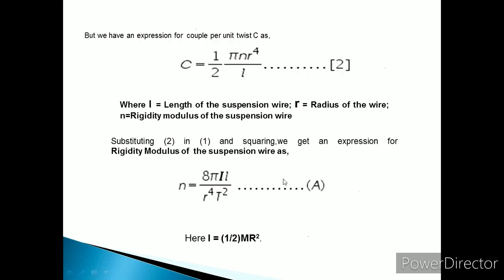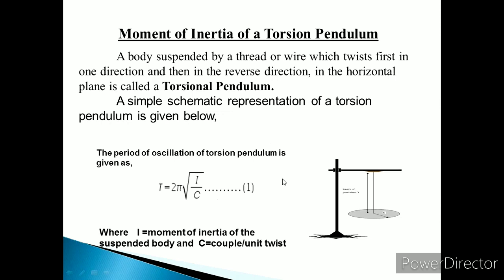Based on this, we have to calculate the period of oscillation of the torsional pendulum. The period of oscillation is the time taken for one rotation or one oscillation. Therefore, the period of oscillation of the torsional pendulum T is equal to 2 pi into root of I by C, where I is the moment of inertia of the disc and C is the couple per unit twist produced in the twisting wire. This is our equation number 1.